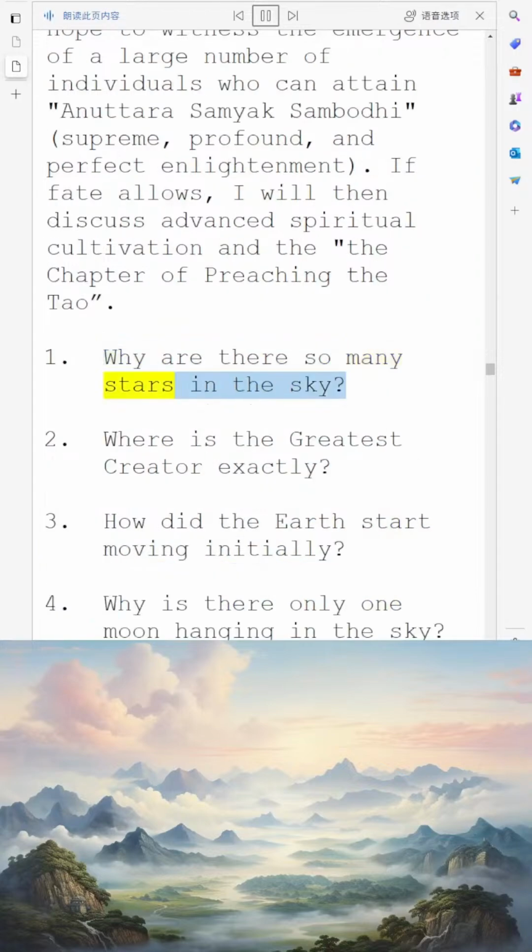Why are there so many stars in the sky? Where is the greatest creator exactly? How did the earth start moving initially?